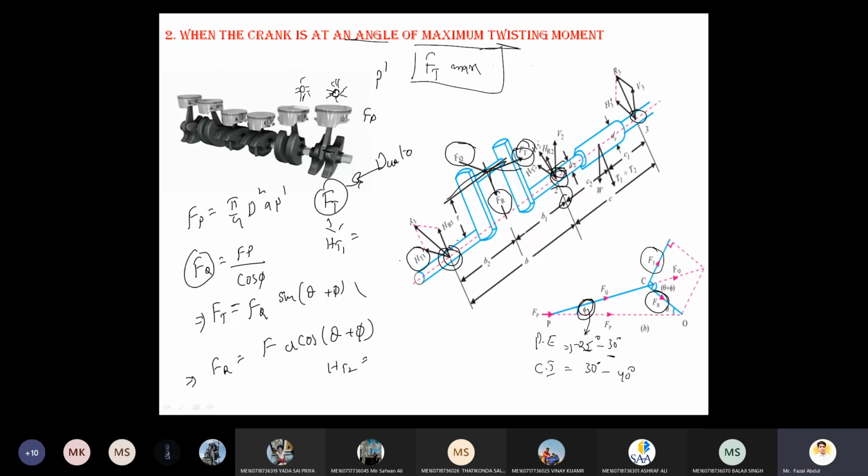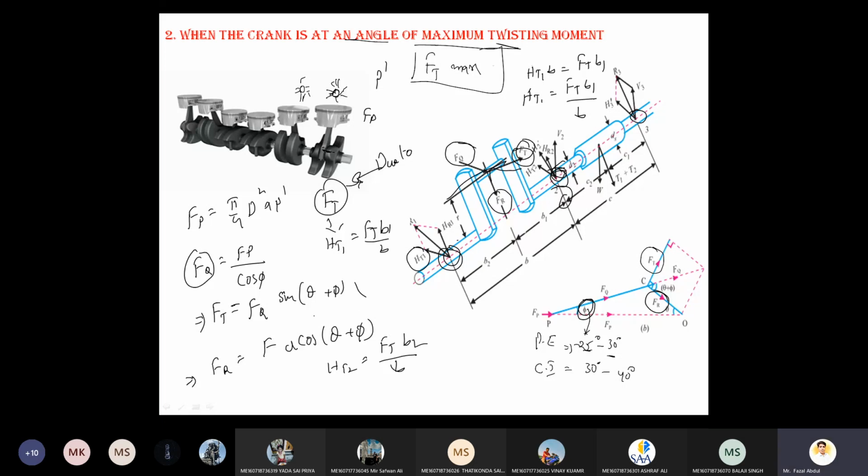So what is the HT1 reaction? I'm taking the moment about Ft: HT1 into b equals Ft into b1. So HT1 is Ft into b1 by b. And what is HT2? Directly we can say Ft into b2 by b.